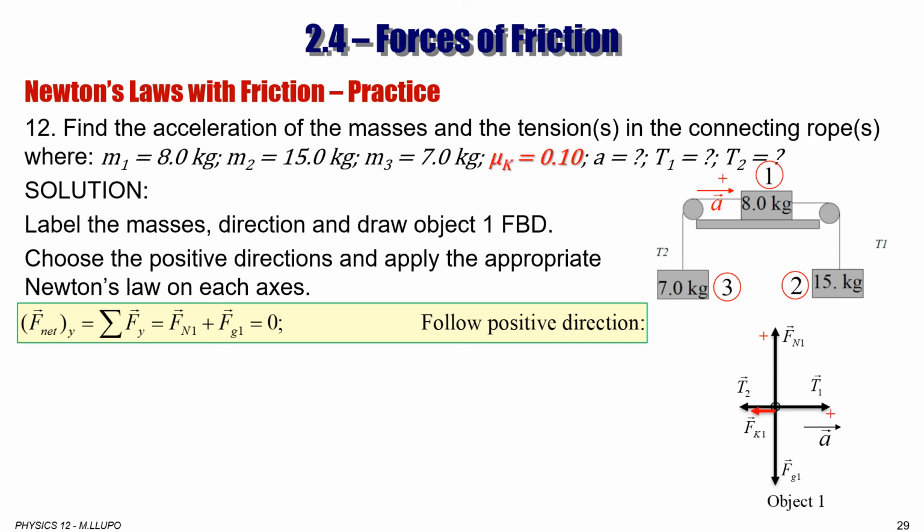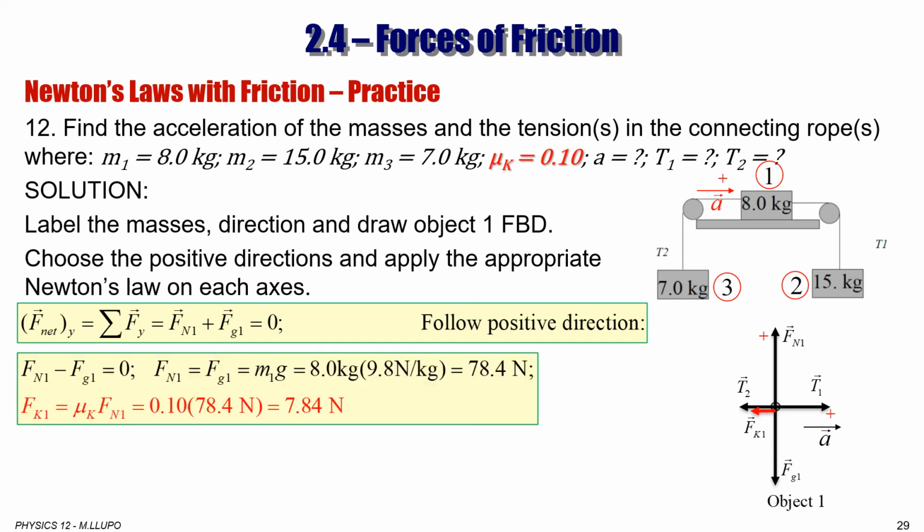Sum of all forces on the y is equal to 0. Fn1 plus Fg1 is equal to 0. So Fn1 is positive, Fg1 is negative. We move that Fg1 to the other side of the equation, and Fg1 is equal to m1g. So that is equal to 8 kilograms times 9.8, and that is equal to 78.4 Newton, and the friction force is 7.84 Newton.